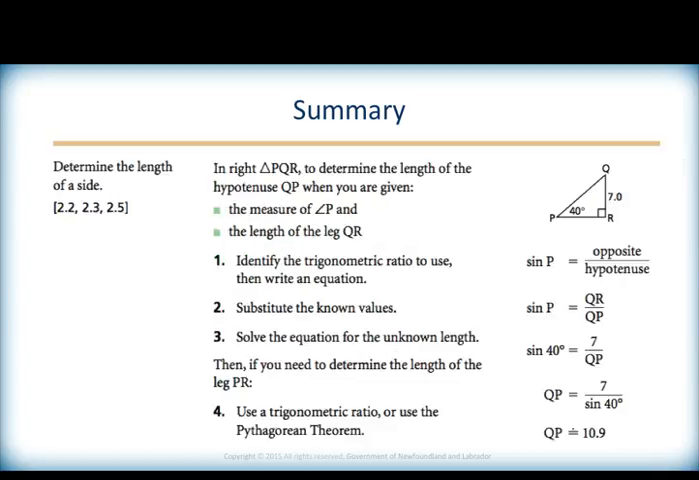In a right triangle PQR, to determine the length of the hypotenuse, QP, when you are given the measure of angle P and the length of the leg QR, there are four steps. Identify the ratio to use and write the equation. Substitute the known values. Solve the equation for the unknown length. And if you need to take it a step further to determine the length of leg PR, you can use another trigonometric ratio or the Pythagorean theorem.